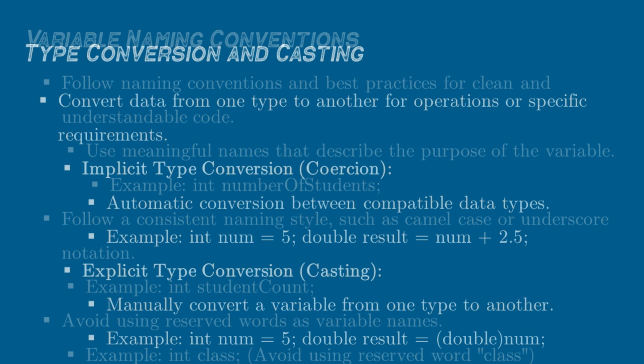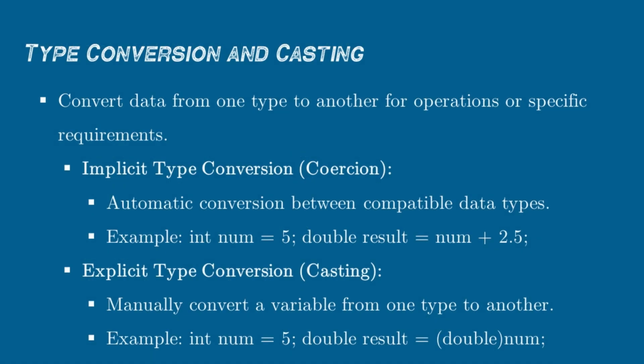Type conversion and casting. Sometimes, we need to convert data from one type to another for operations or specific requirements. There are two types of conversions. Implicit type conversion, also known as coercion, happens automatically when compatible data types are used together. For example, adding an integer and a floating point number: int num = 5; double result = num + 2.5.